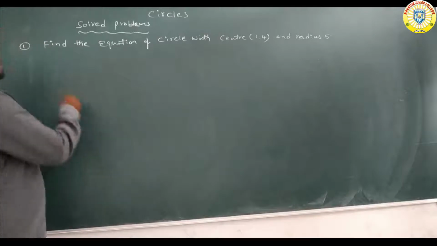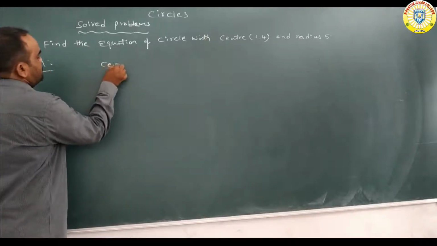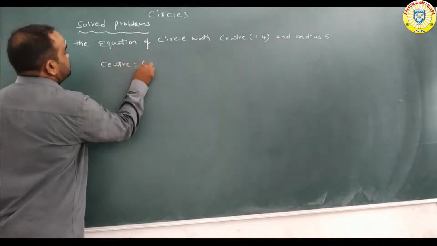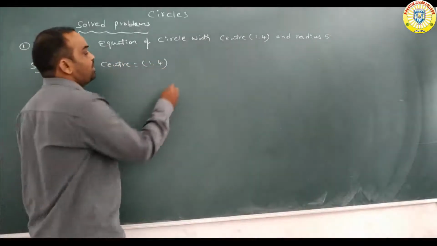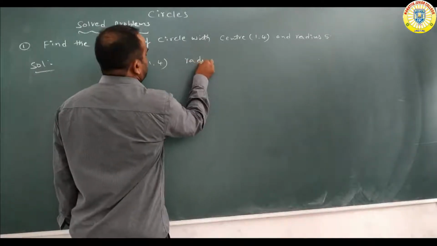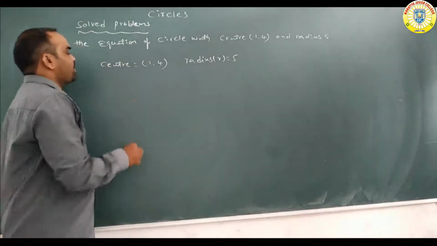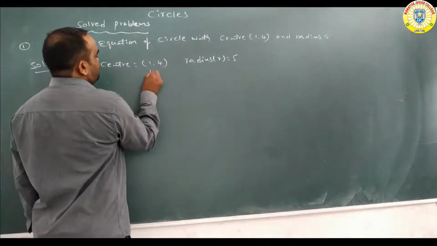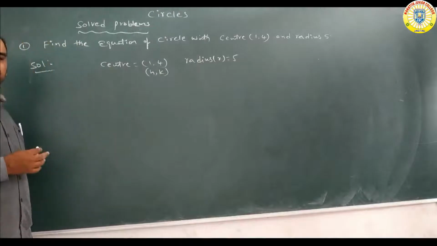See the solution. In our question, what is given? Center is equal to (1,4). Here the radius, small r, is equal to 5. This (1,4) is nothing but h comma k. The center is nothing but h comma k.